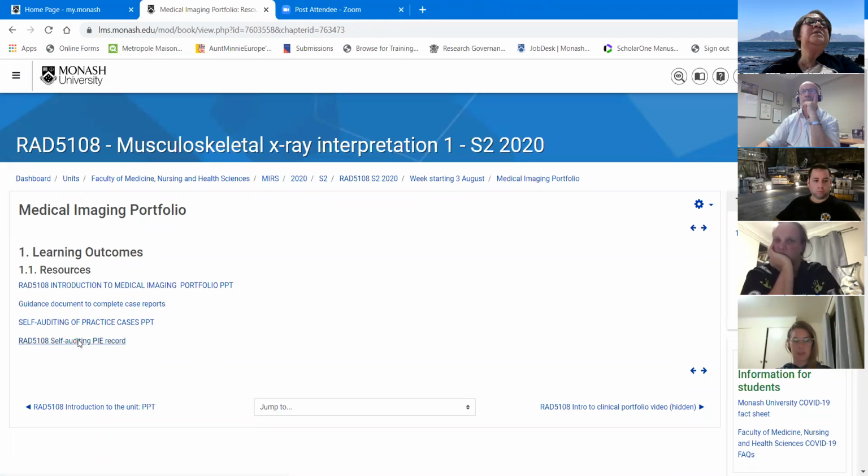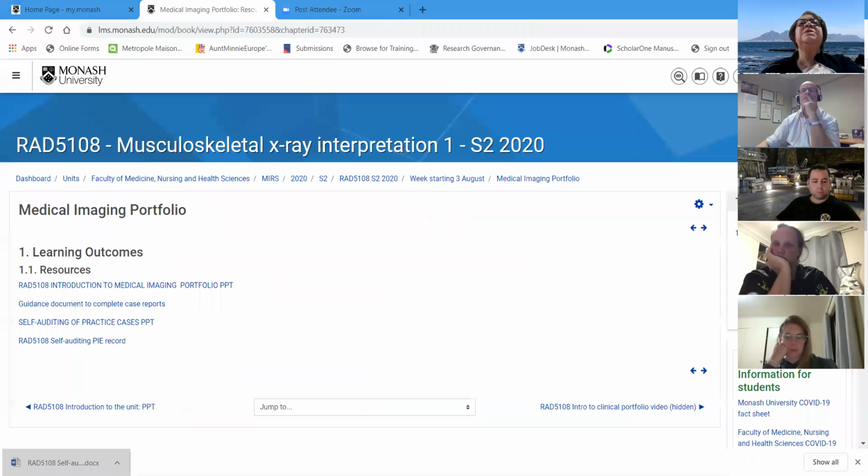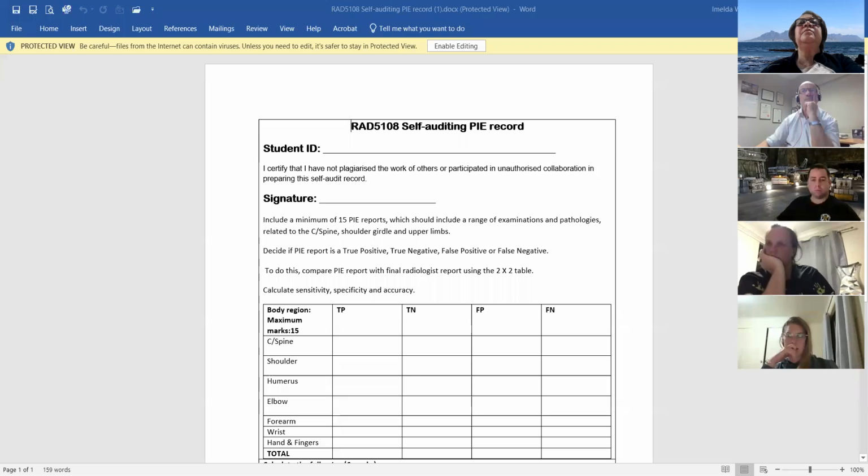The last one is the self-auditing record. I'm not sure if you will be able to see that one. Can you see this, or should I stop sharing? It says self-auditing PIE record. Can you see that? Not yet. No. Okay, let me just quickly go back and share. You can see that now? Yep.